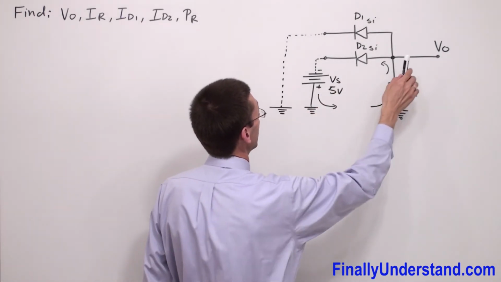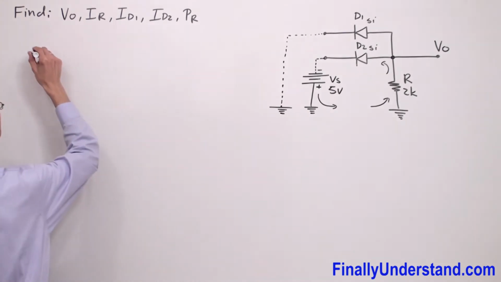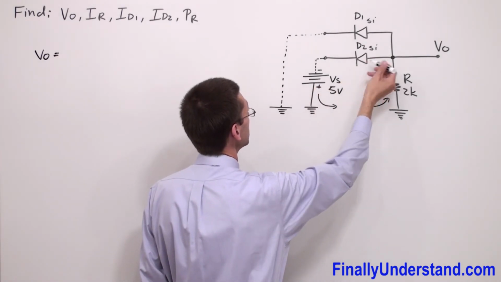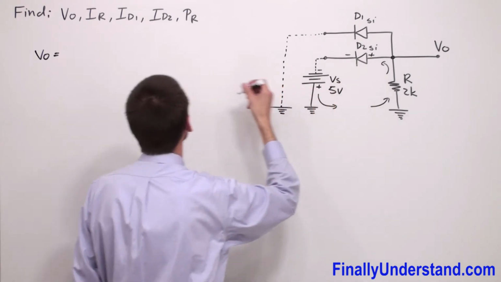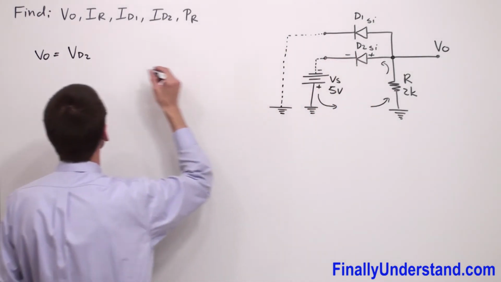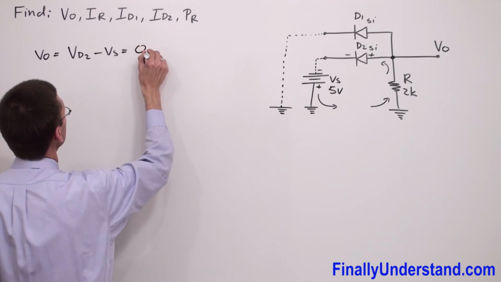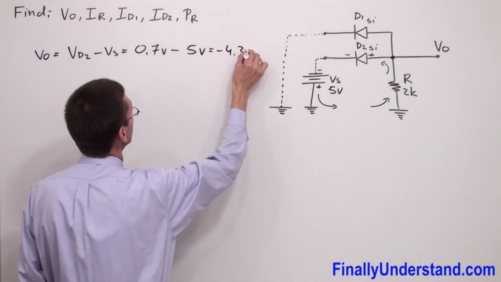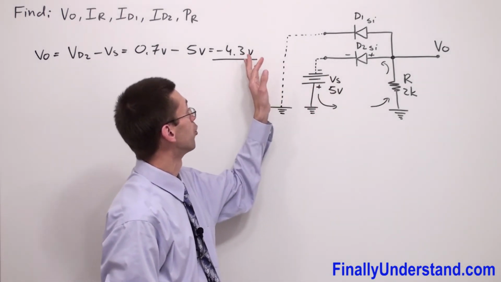So if you want to find the output voltage, we're supposed to write this down: V out is equal to. Before we write the equation, remember that anytime the current is entering a component, I write positive, and anytime it's leaving, I write negative. So I have positive VD2 minus the voltage source. Because this is a silicon diode, I'm going to write 0.7 volts minus 5 volts. This is equal to negative 4.3 volts. So my output voltage is equal to negative 4.3 volts.